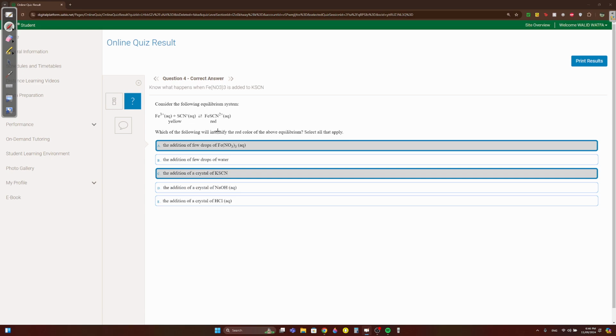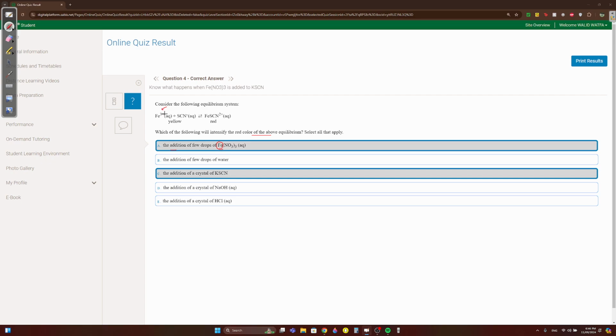Which of the following will intensify the red color of the equilibrium? What's the red color? The red color is the product. So which ones here will favor my products? Which one will shift it forward? The addition of FeNO3. FeNO3 is the same as adding Fe. But then they're trying to trick you. It's the same as adding Fe.